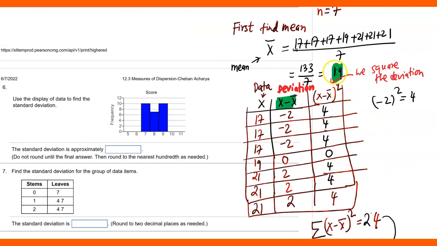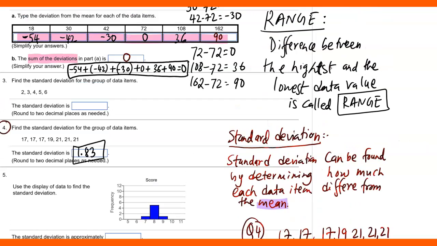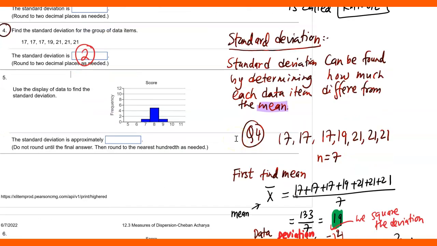And in this case, n is 7. Therefore, I put the 7 minus 1 in the bottom, which is going to be 24 divided by 6, which is going to be square root of 4, because 24 divided by 6 is 4, which is going to be 2. And really, standard deviation is 2. That's the answer. All right, that's not difficult to find the standard deviation. Pretty much all of the rest of the questions are find the standard deviation. But I did one. Let's do question number 5.